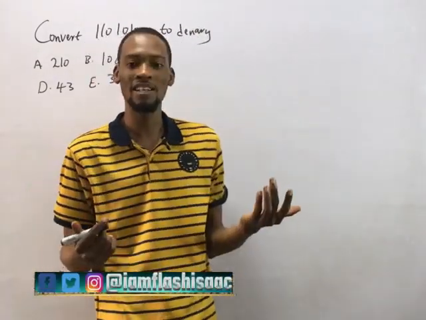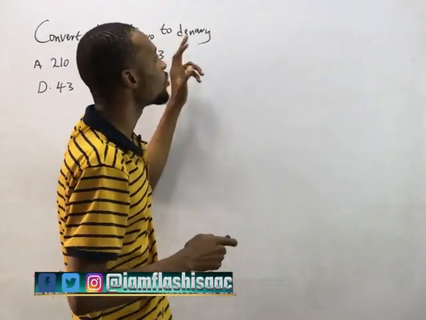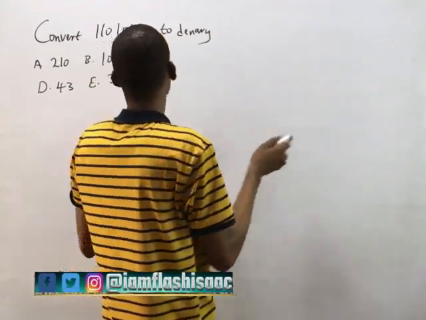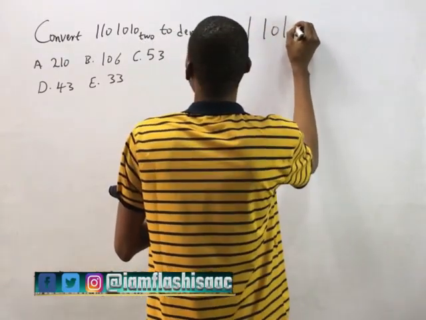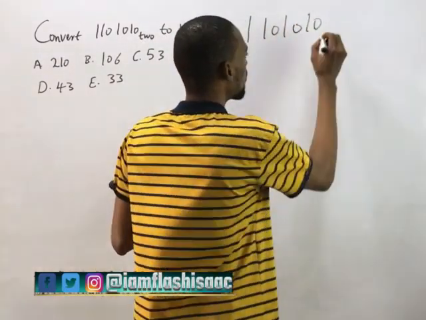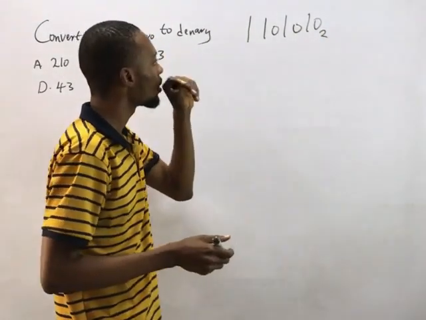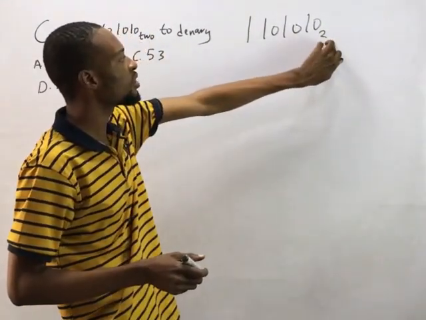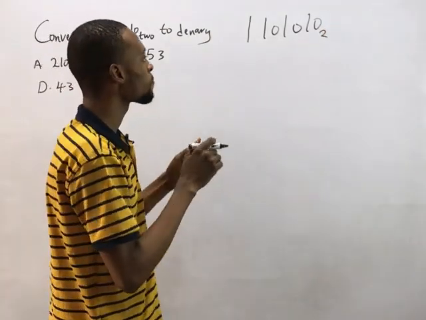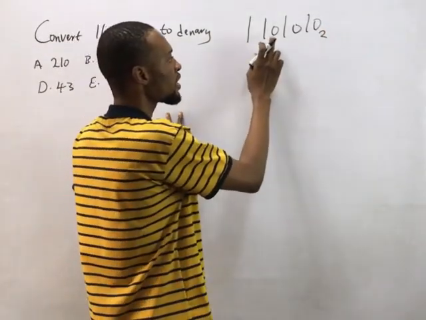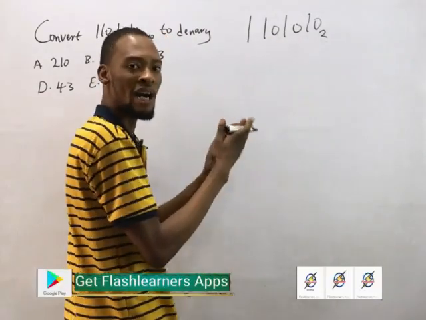Denary is also known as base 10. We are converting a number in base 2 to base 10. So to do that, we bring out the number 1101010 base 2. Since the number is in base 2, to convert to base 10, follow this step. You see this number, you see this number, you see this, see this. So multiply each of them by 2.